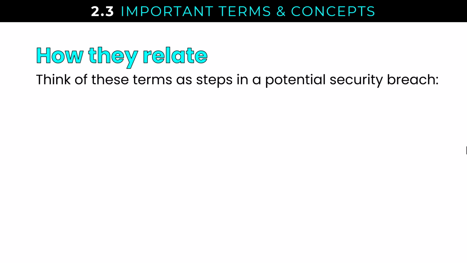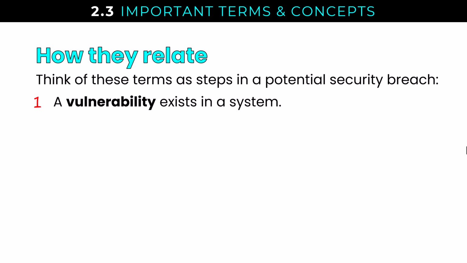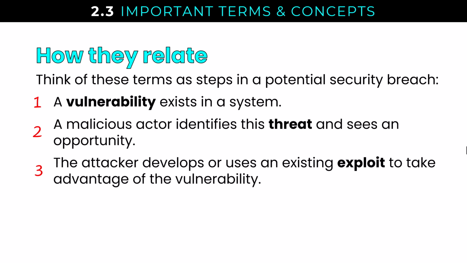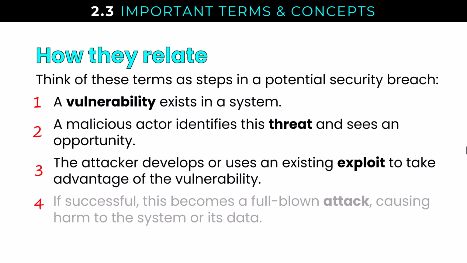So let's look at how these relate to one another in the context of a potential security breach. So a vulnerability exists in a system. A bad actor identifies this threat and sees an opportunity. The attacker then develops or uses an existing exploit to take advantage of the vulnerability. And if successful, this becomes a full-blown attack, causing harm to the system or its data.